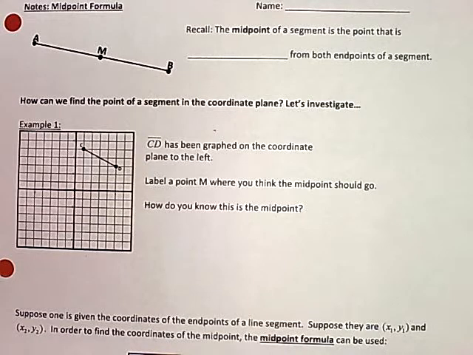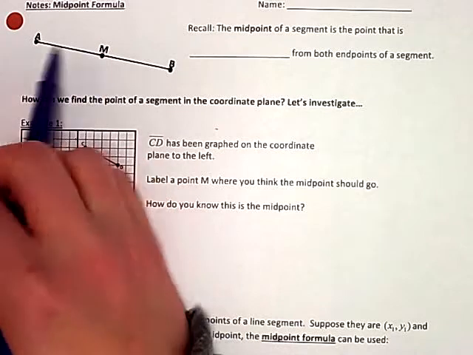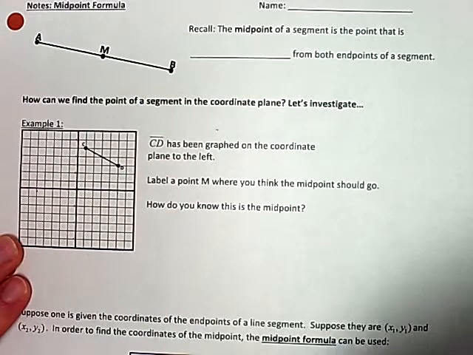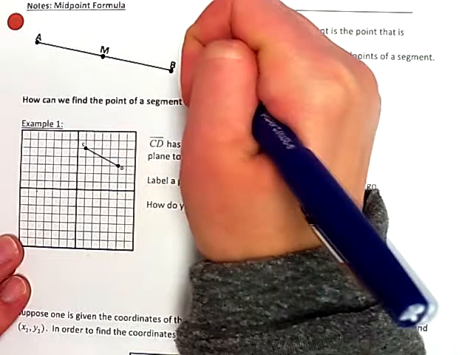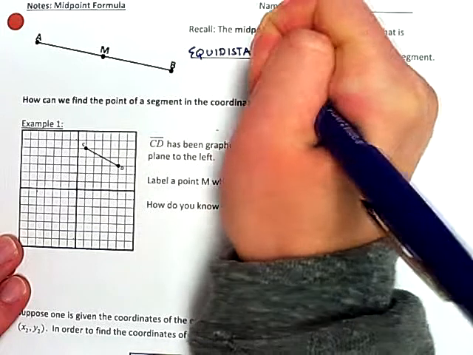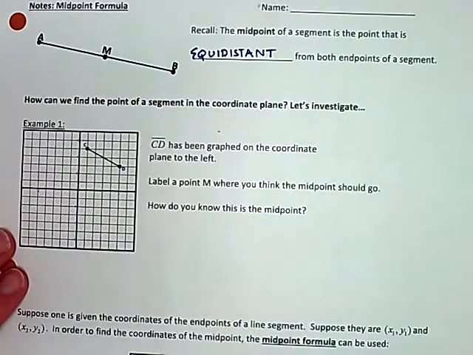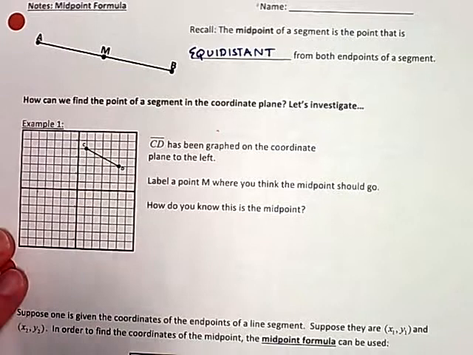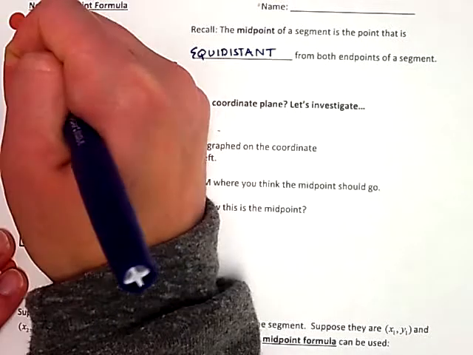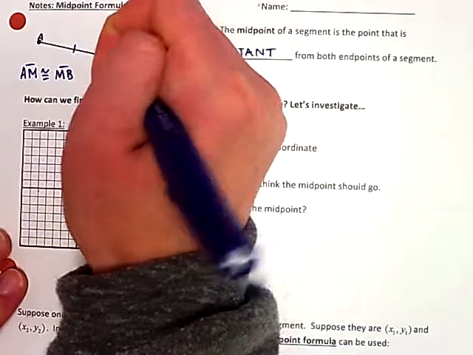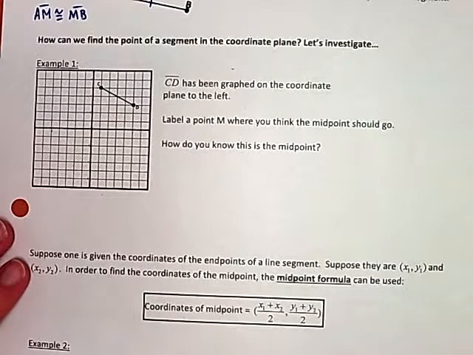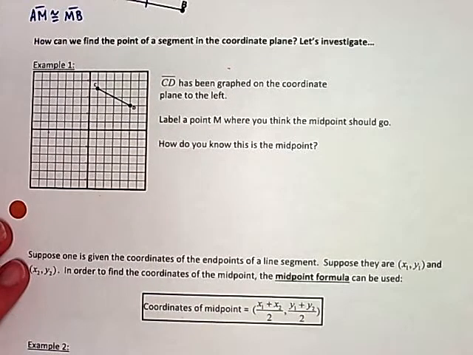So first of all, remember that the midpoint of a segment is the point that is equidistant from both endpoints. So we're going to fill in the word equidistant here. From both endpoints of a segment, so that means that AM is congruent to MB, if M is the midpoint. We can also mark up the diagram like that. So let's think about how we can create a formula to find that point.